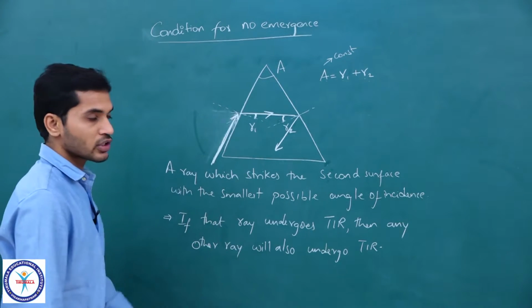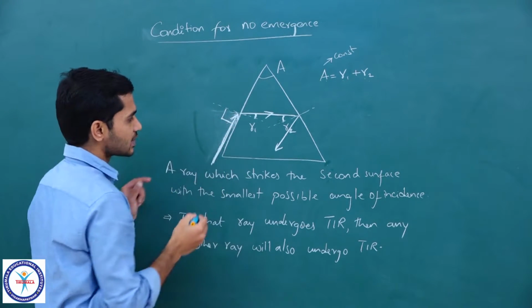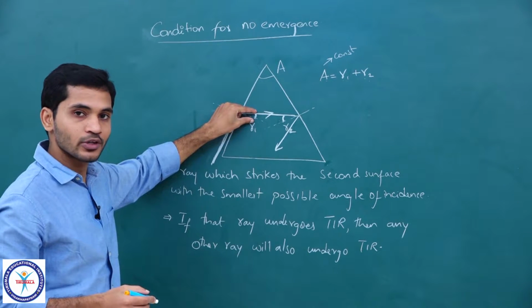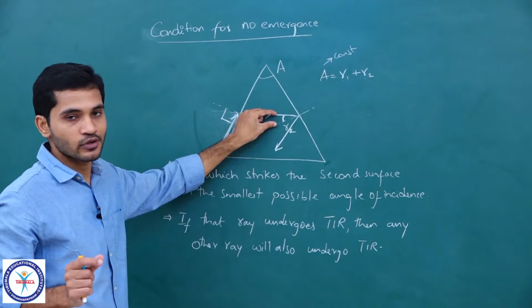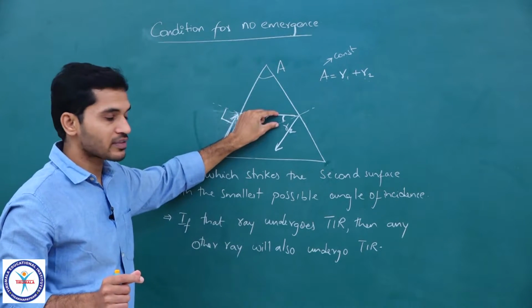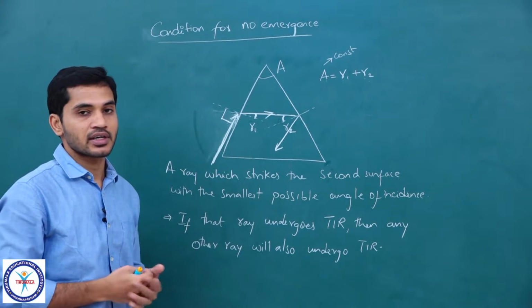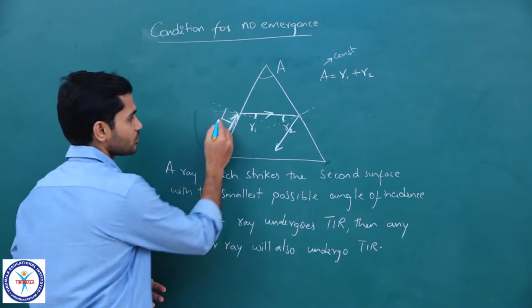Clear? So, that is the concept. So, I'll tell you again. This is the largest angle, correct, which means this is the largest possible value of R1, which means this will be the smallest possible value of R2. So, for this smallest value, if TIR takes place, for any other value of incidence, TIR will definitely take place. Clear? So, let us write the condition for that.